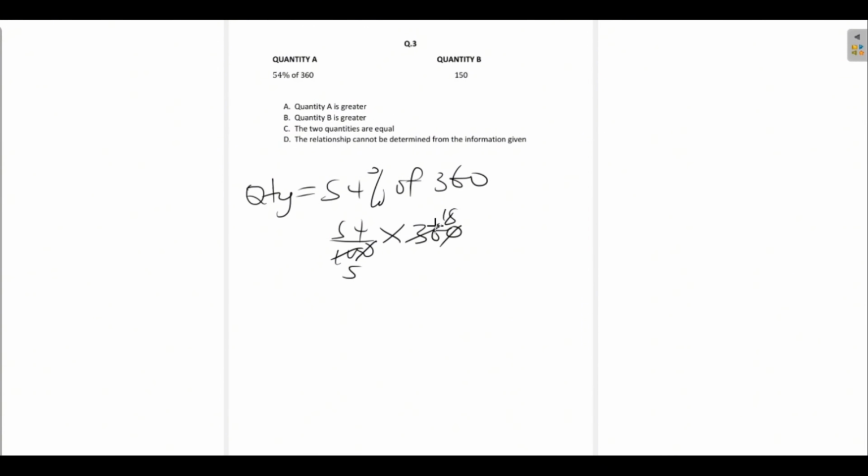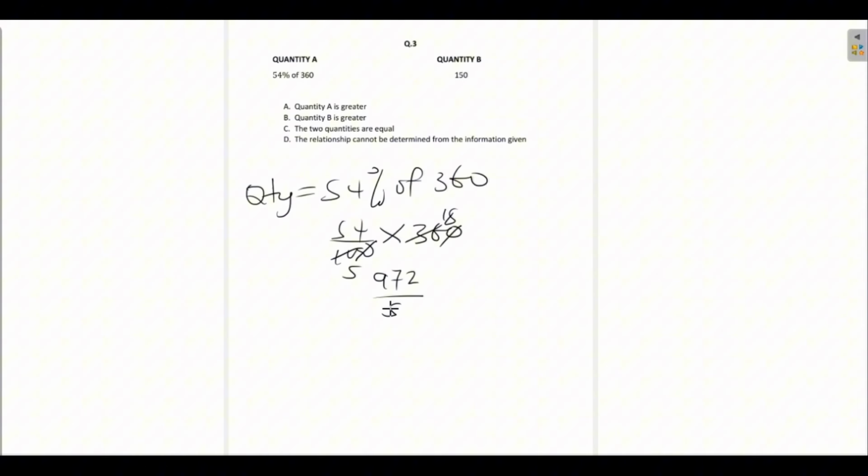Now in question 3, we are also given two quantities, quantity A and quantity B. In quantity A, we have 54% of 360. Of course, we can write this as fractions, so 54 over 100 being multiplied. Don't forget that in mathematics, "of" means we are multiplying, over 360. So simplifying, this 0 cancels this 0, 2 goes here, 5 goes here, 18 goes here. So 54 times 18 is going to give us 972 over 5.